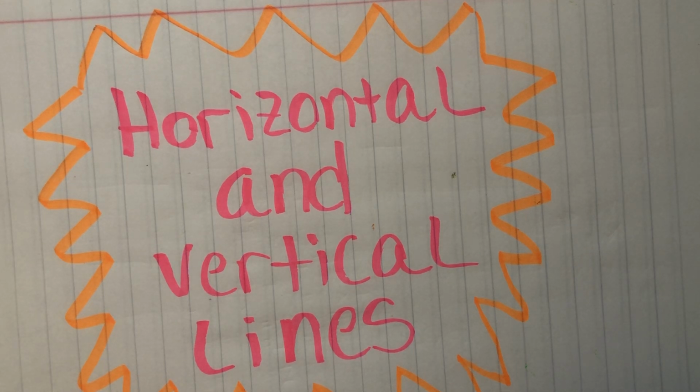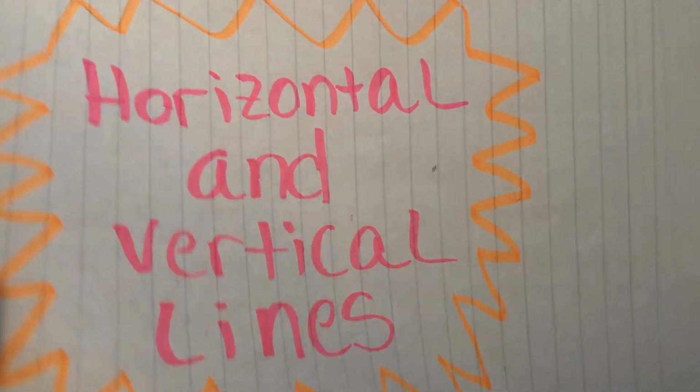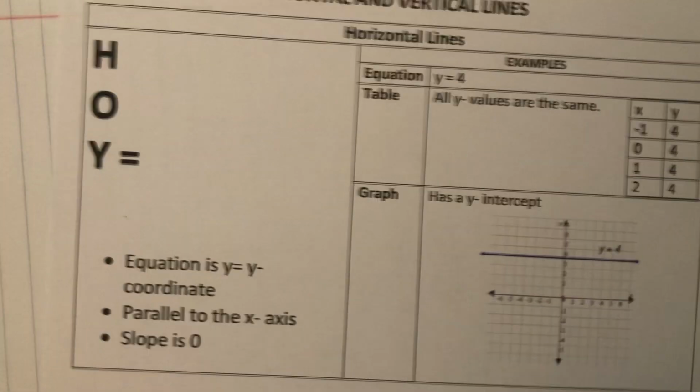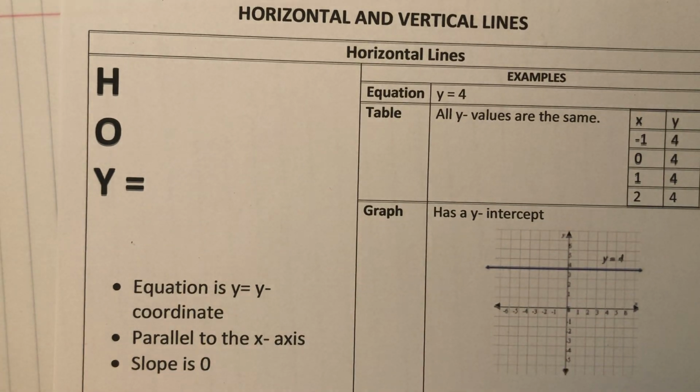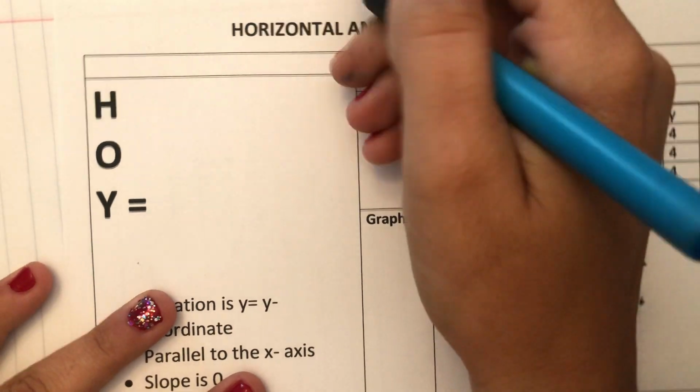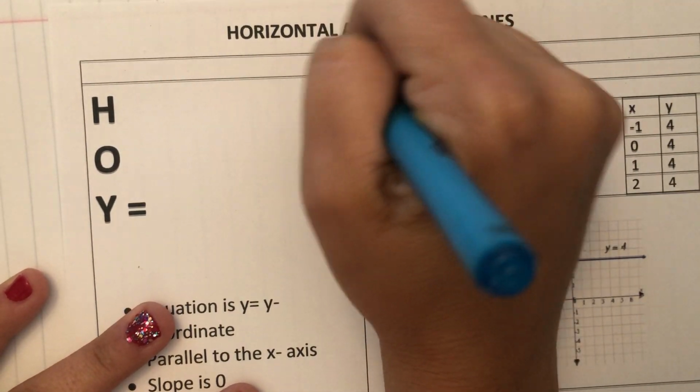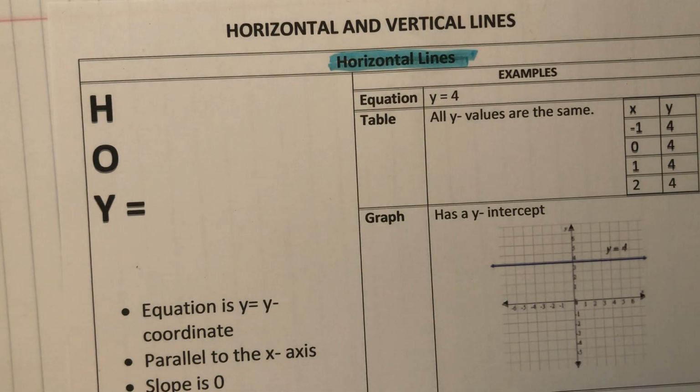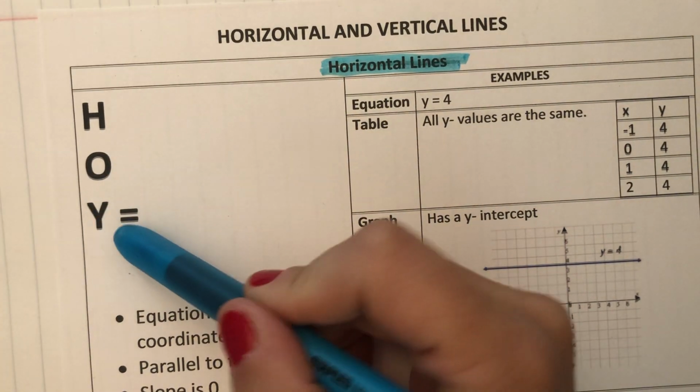Today we are going to learn about horizontal and vertical lines, and I have a couple acronyms to help us learn about horizontal and vertical lines. So first we're going to talk about horizontal lines. And for horizontal lines, we are going to use the acronym HOY, H-O-Y.